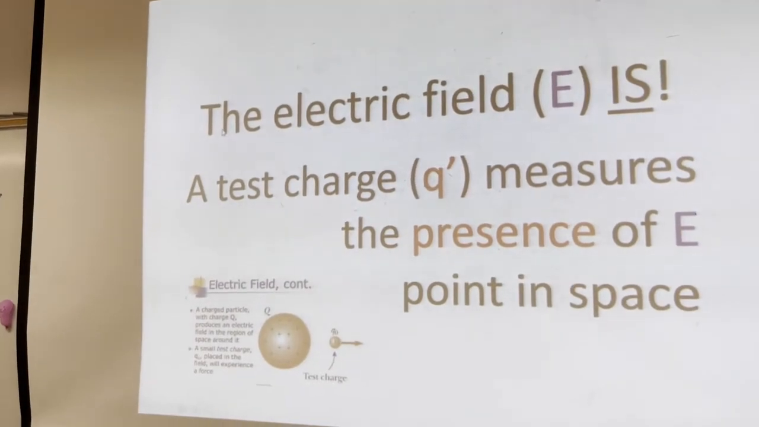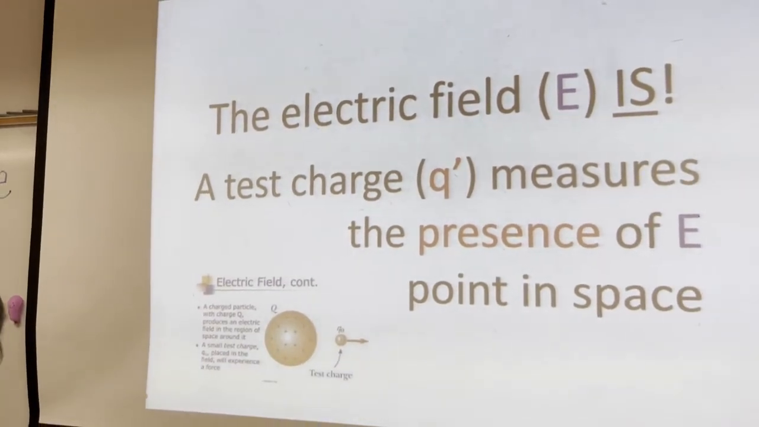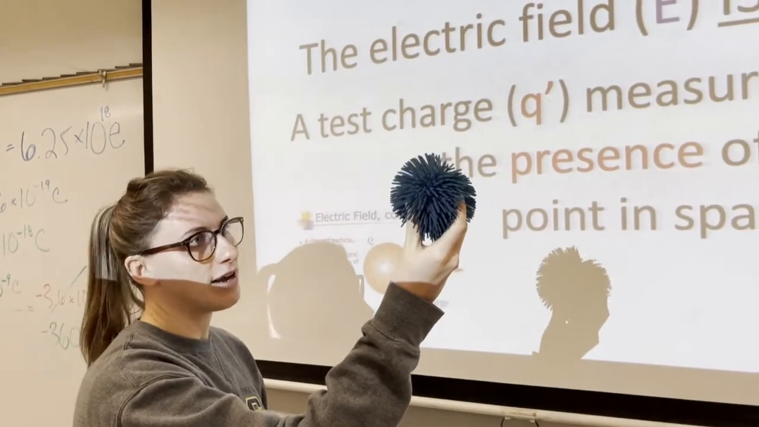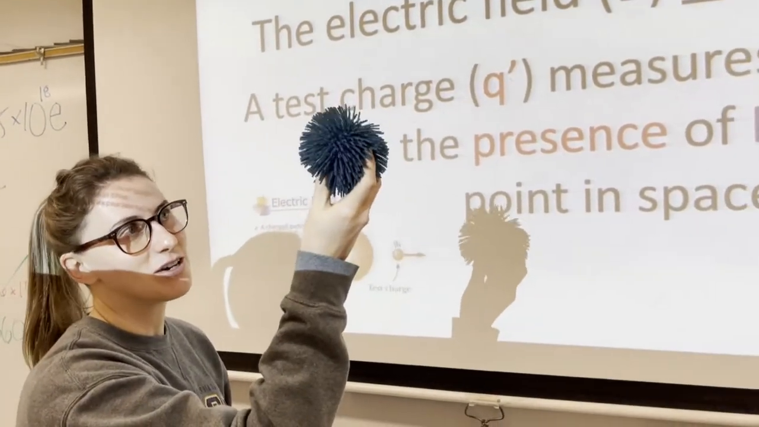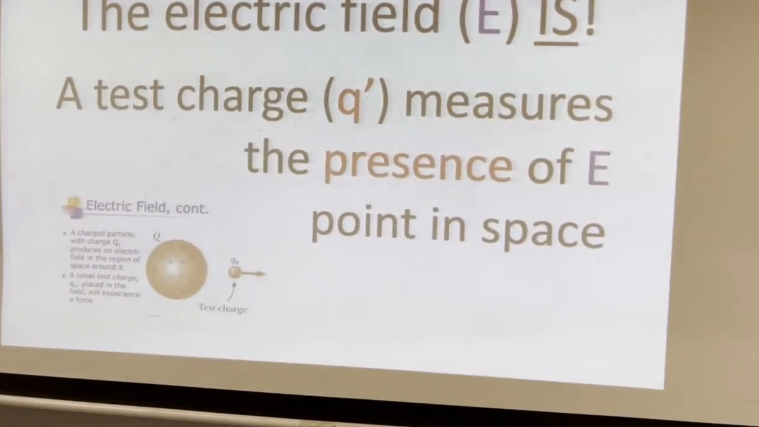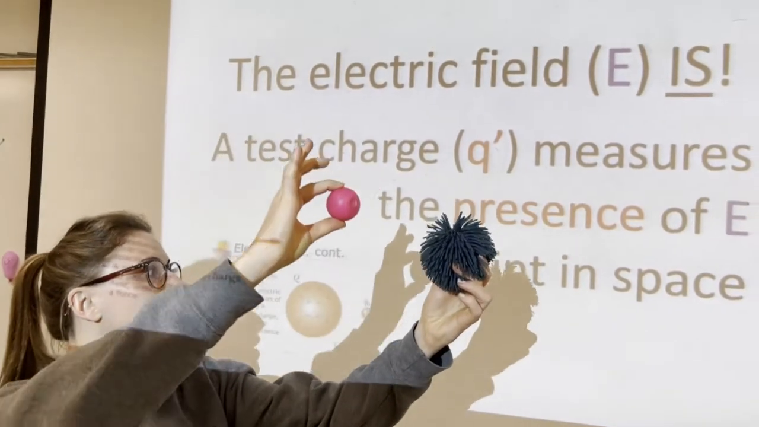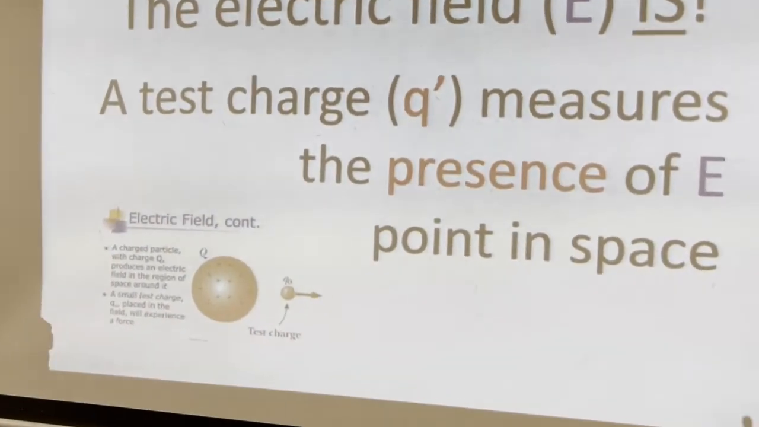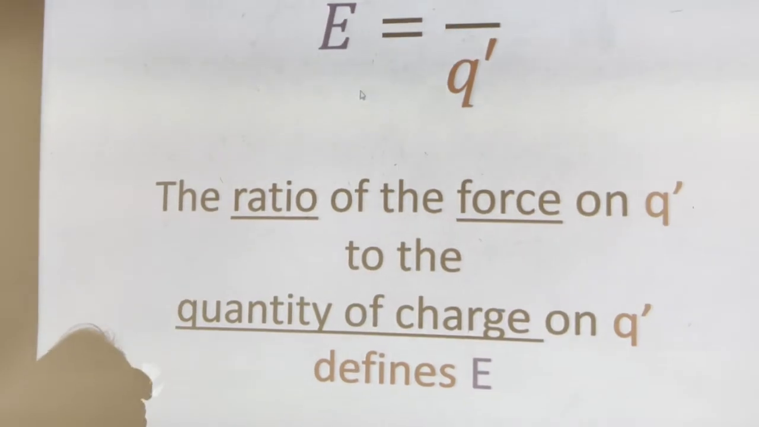So the electrical field just exists. Whether it wants to or not, it is. There is an electrical field around our originating charge. A test charge, with our zombie hand coming in, just measures the presence of the electrical field in space. It's doing us a service.